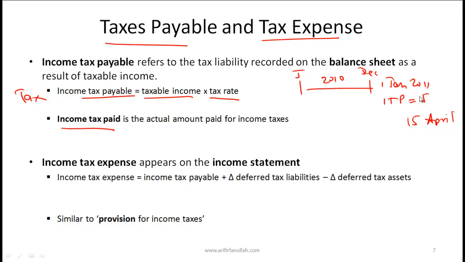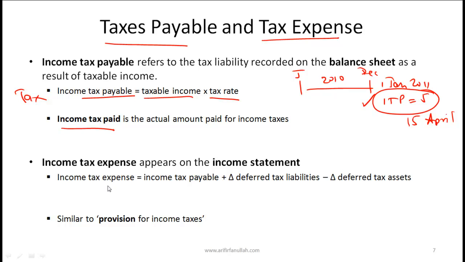So up till 15th April you show the 5 million as income tax payable, and then on the due date you actually make the payment of 5 million. So the payment that you actually make is the income tax paid. Occasionally the income tax paid might be a little different from income tax payable if there are cash flow issues or if you negotiate with the tax authority, but in our simplistic world, let's say that by and large the income tax paid will typically be the same as income tax payable.